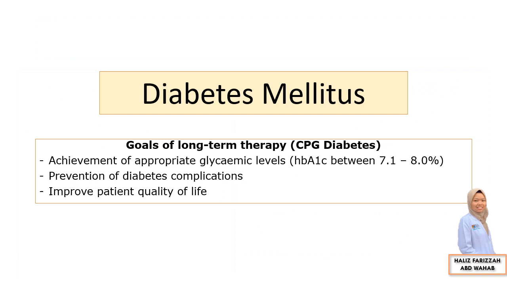For the management of diabetes mellitus in this patient, the goals of long-term therapy treatment goals include achievement of appropriate glycemic levels, that is to achieve a HbA1c level between 7.1 until 8%. It is less strict because this patient has comorbidities. The next one is to prevent any diabetes complications, including retinopathy, nephropathy, and some acute complications, including hypo and hyperglycemia. And the third one is to improve patient quality of life.